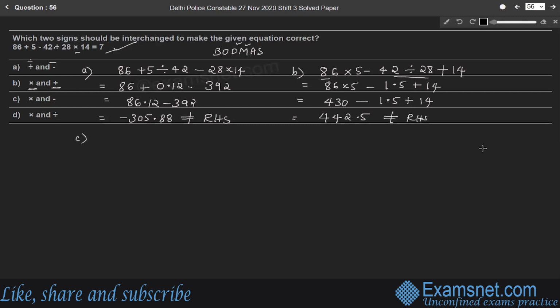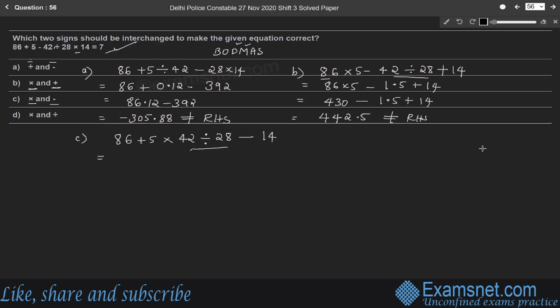So option C, where multiplication and the subtraction signs are interchanged. So the given expression becomes 86 plus 5 minus becomes into 42 divided by 28. So multiplied by 14 becomes minus 14 is equal to.